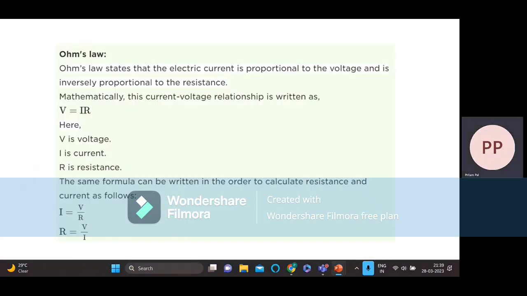Next, what is Ohm's law? We need to know that. It's very basic, as you know, an undergrad college topic. Ohm's law states that electric current is proportional to the voltage and inversely proportional to the resistance. If we quickly check the mathematical formula, this current-voltage relationship can be written as V equals I R, where V stands for voltage, I stands for current, and R stands for the resistance of the material. To calculate the resistance, R will be V over I.